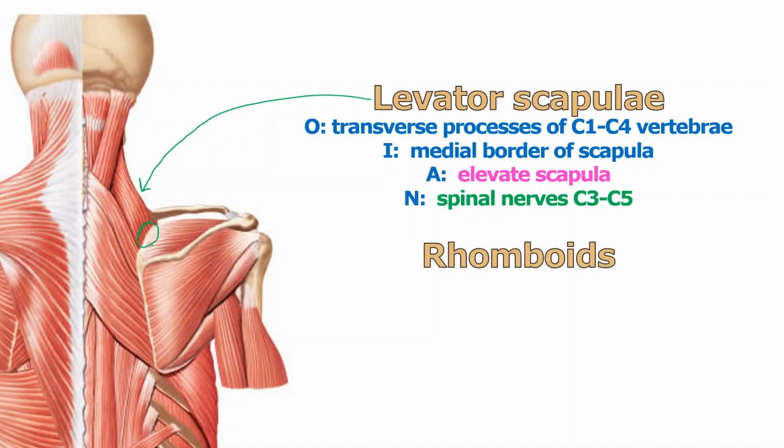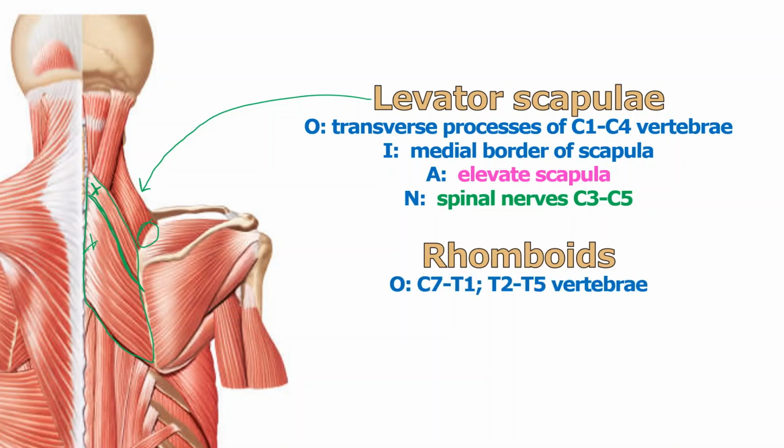Now the rhomboids, I've just called them the rhomboids. These are the two rhomboid muscles. Sometimes you hear them called rhomboideus or something like that, but I can put a line here to divide them. The smaller one, the one on top, is the rhomboid minor, and the larger one is the rhomboid major.